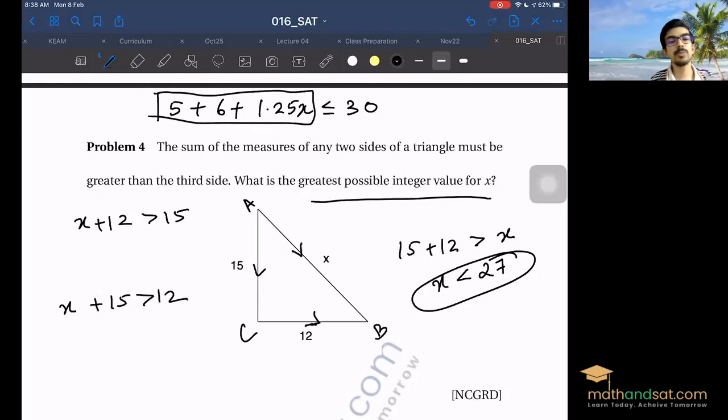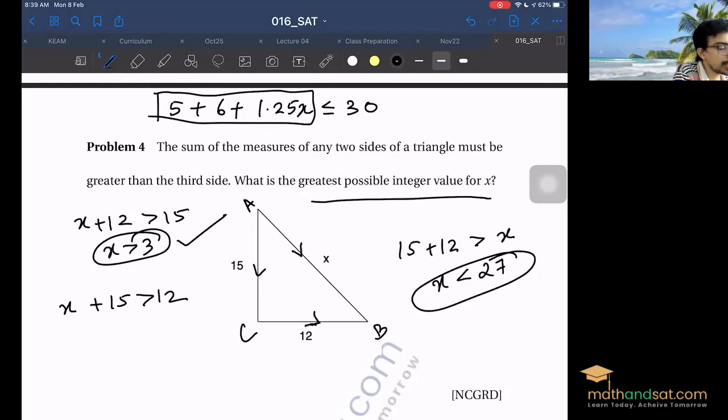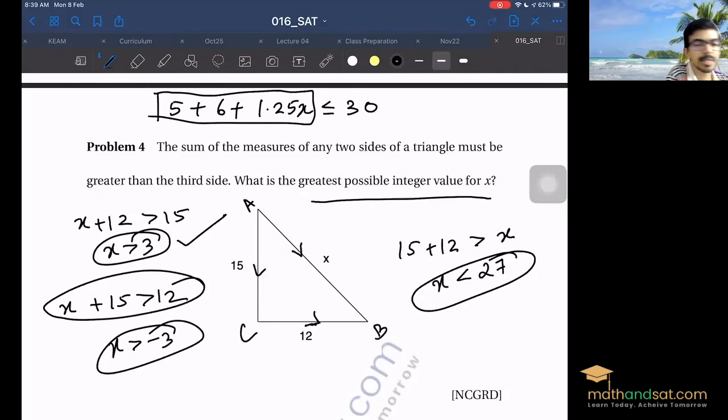So these conditions must be valid as well. So we have x greater than 3 here, so that doesn't create any problem. And from this condition, we have x greater than minus 3. Again, that doesn't create any problem. When you choose x is equal to 26, that doesn't create any problem.